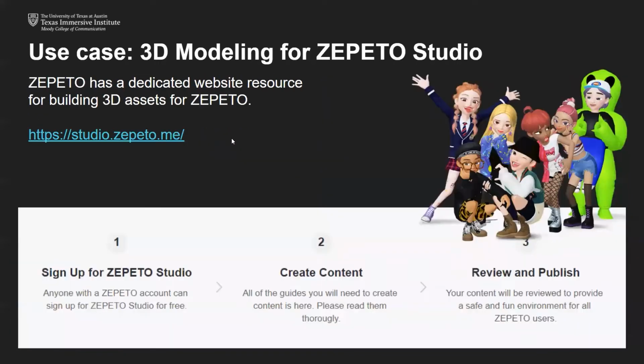Another use case is Zepto Studio. Anyone in the immersive class, we've already talked to Zepto. Zepto is a social mobile app designed for social activities. There's a TikTok-type feed that it uses. There are AR filters, there are 3D clothes that you put on your character. So it's a pretty expansive app, but we will be talking about it specifically when it comes to 3D modeling clothes.